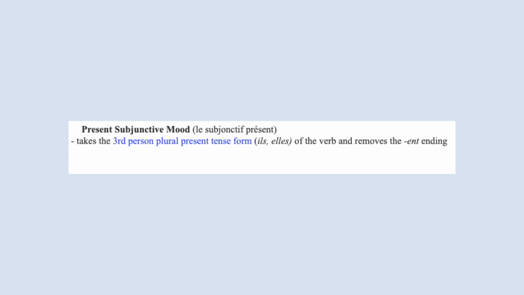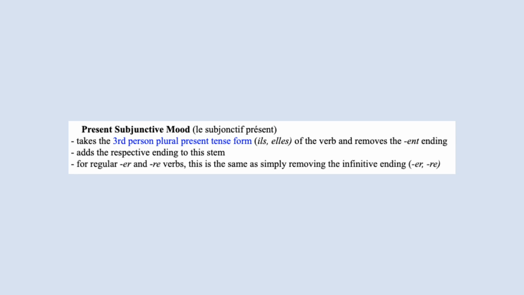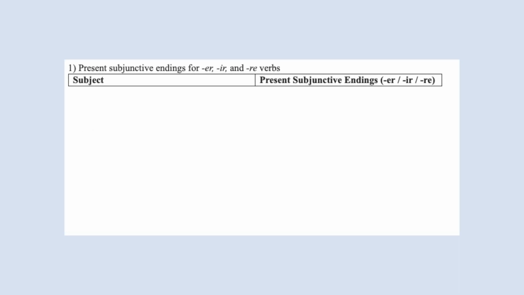Under the present subjunctive, we take the ils, elles present tense form of the verb and remove the ent ending, and to that stem we add the present subjunctive endings afterwards. Now for regular ER and RE verbs, this is the same stem formation as simply removing the infinitive ending, but it is slightly different for IR verbs. All three verb groups share one common set of present subjunctive endings.